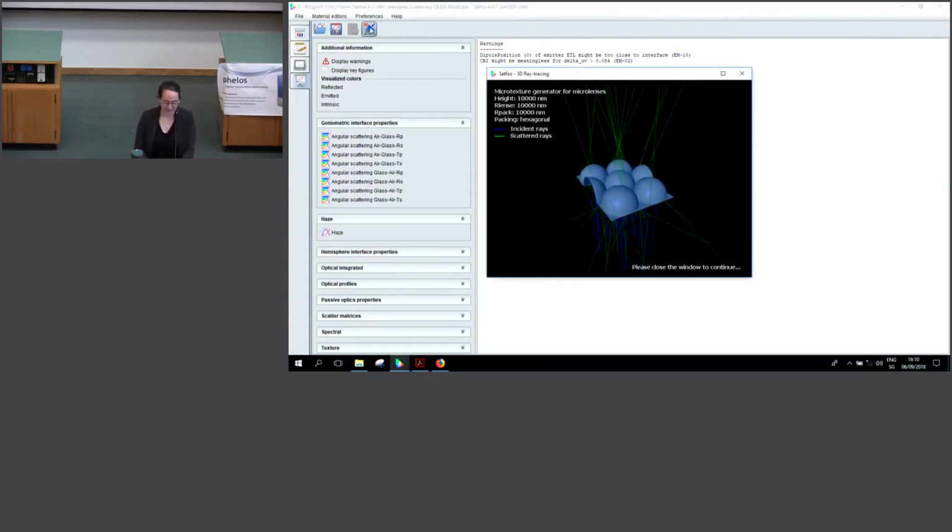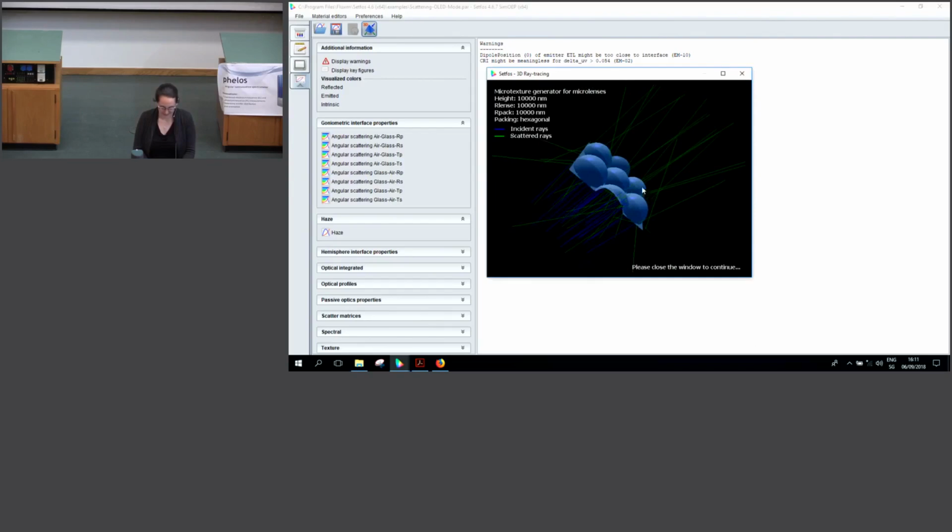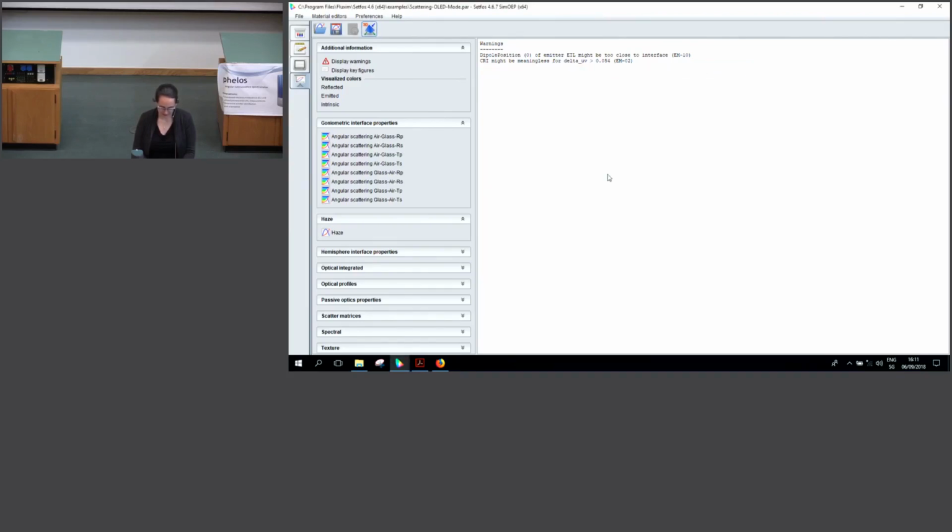Oh yeah. So whenever you have ray tracing, you can click on this 3D icon, and then you see the output of ray tracing directly. So these are the incident rays in blue and the scattered rays in green. Then you can rotate and look at your hemispheres. But for this visualization, only a few rays are drawn, not all the 100,000, just to give an idea how the rays are. Blue is incident from below, and green is scattered through.